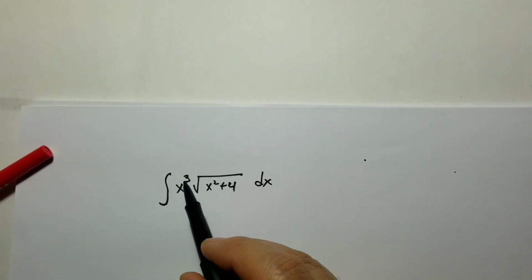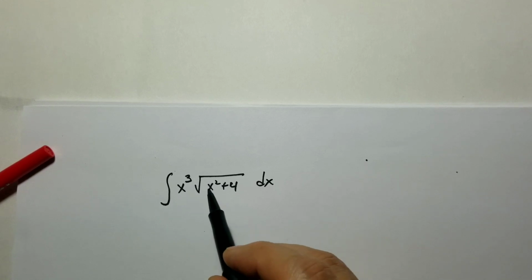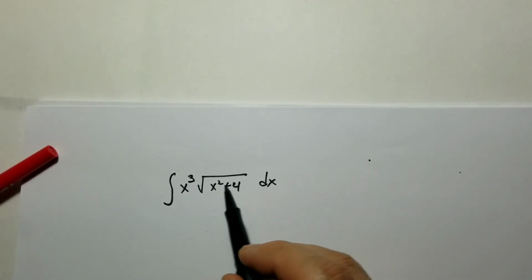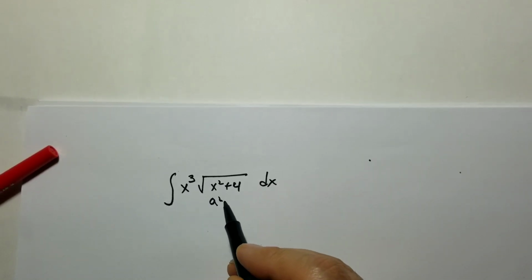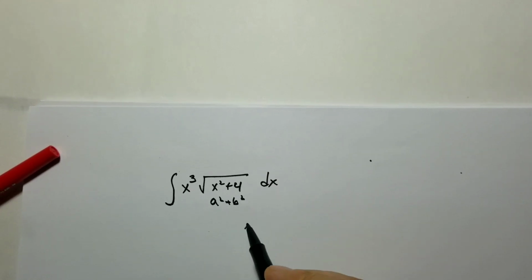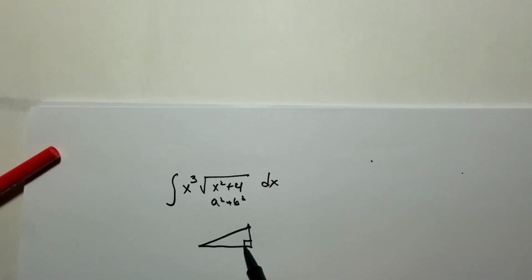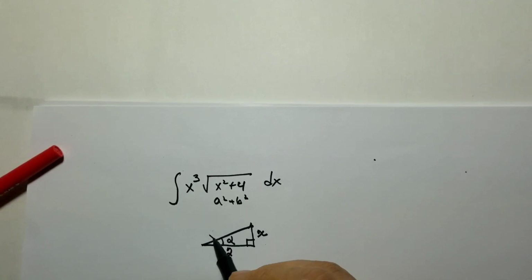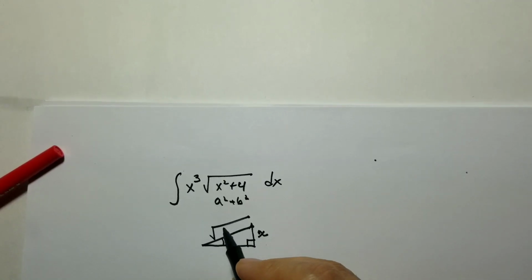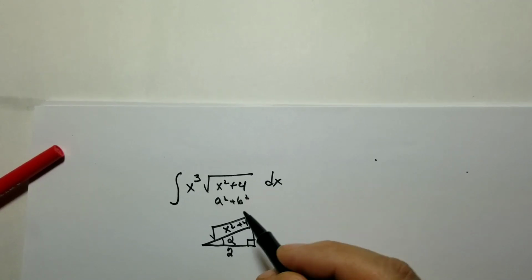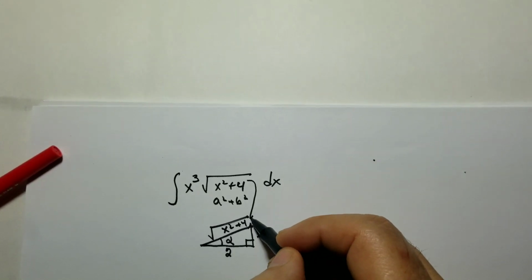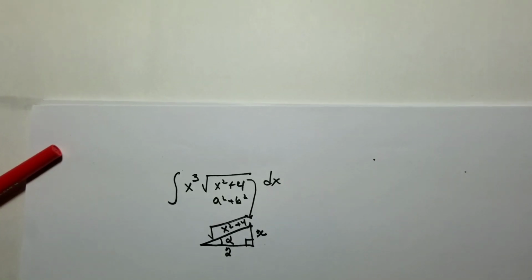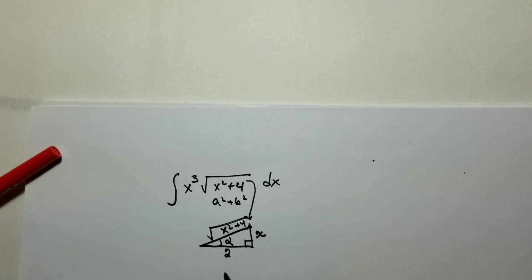If this one was an x to the power of 1, I could easily use u substitution, but it's not. In here, I see a squared plus b squared. Therefore, I'm going to go to a right triangle, and I'll call this angle alpha. My a is x, my b is 2, and this hypotenuse is the square root of x squared plus 4.